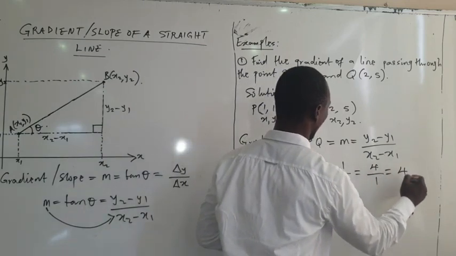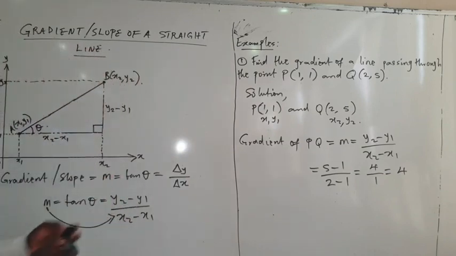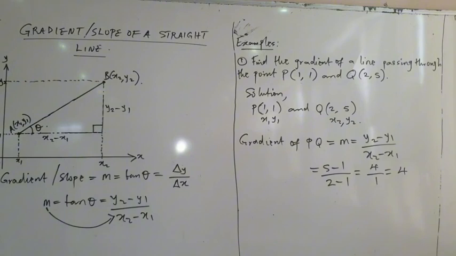4 over 1 is what? 4. So the gradient of the line PQ is given as 4.